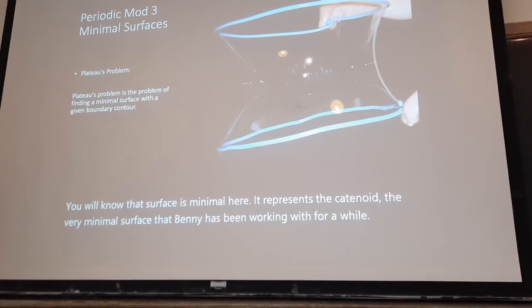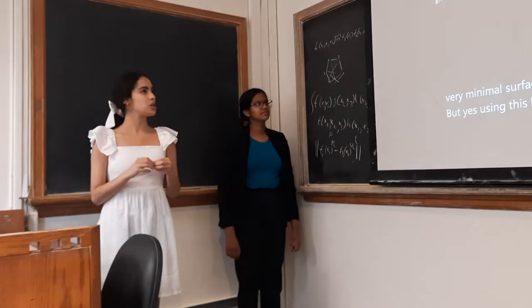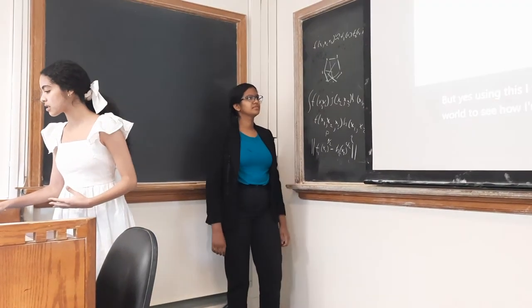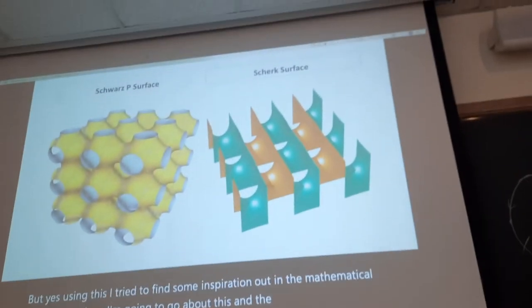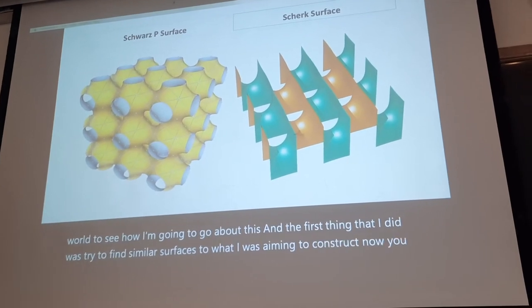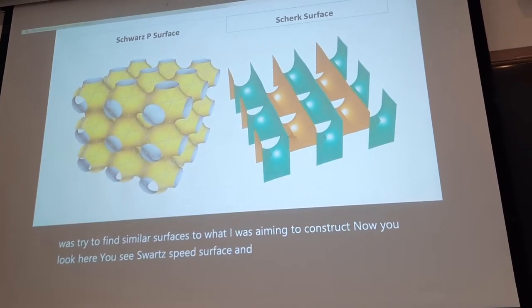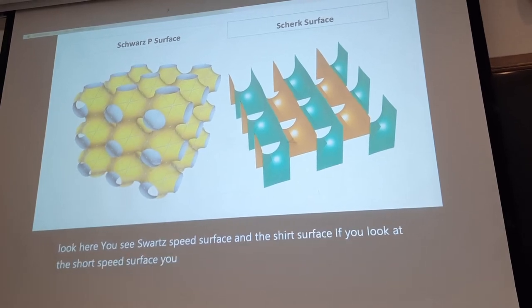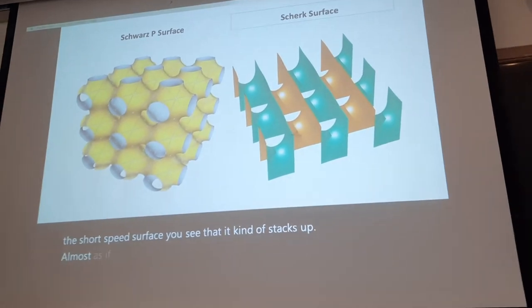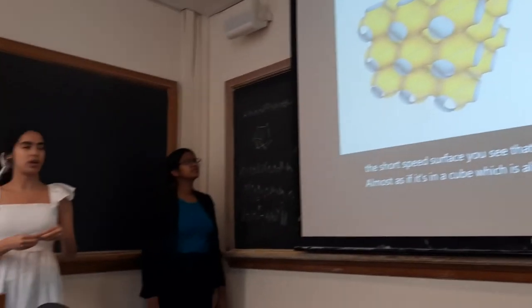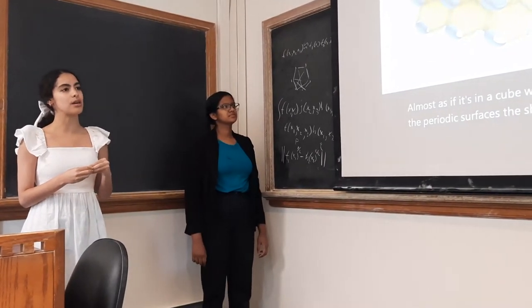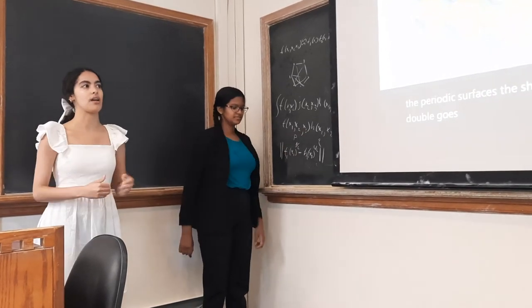But yes, using this, I tried to find some inspiration out in the mathematical world to see how I'm going to go about this. And the first thing that I did was try to find similar surfaces to what I was aiming to construct. Now, you look here, you see the Schwarz B surface and the Scherk surface. If you look at the Schwarz B surface, you see that it kind of stacks up, almost as if it's in a cube, which is almost what I'm trying to do here with the periodic surfaces. The Scherk surface also has that periodicity, except it's double, it goes in two directions.